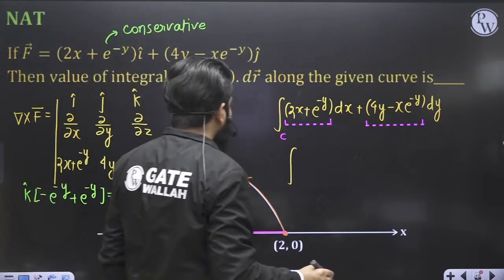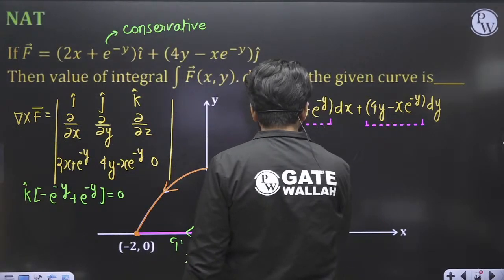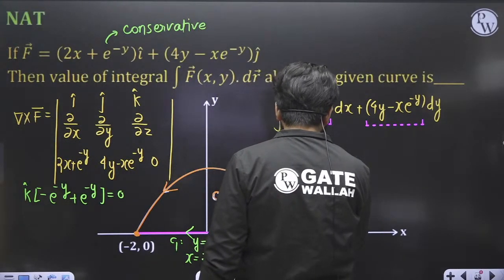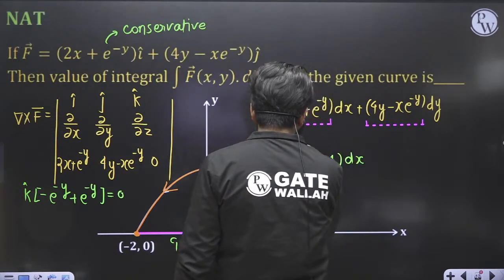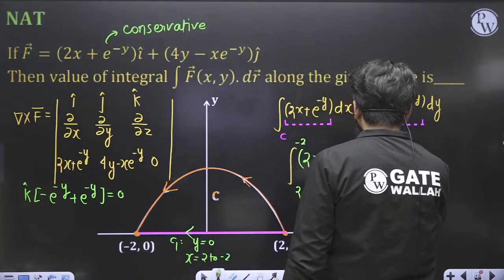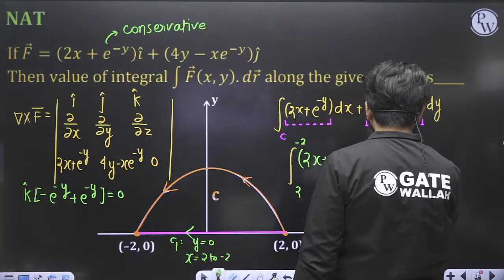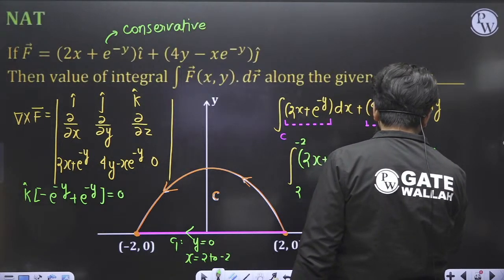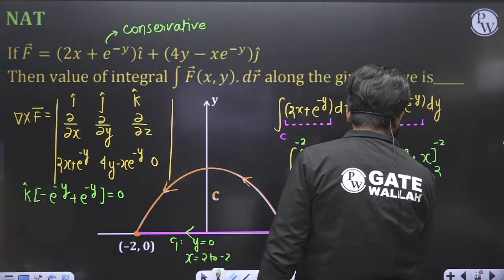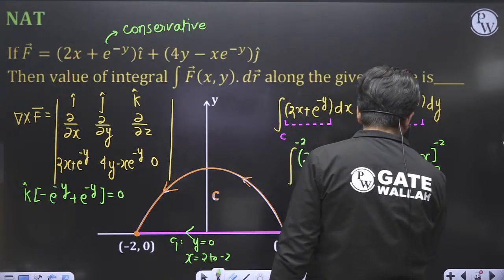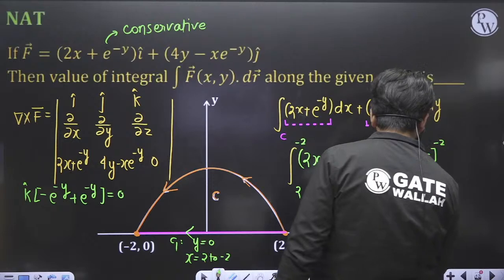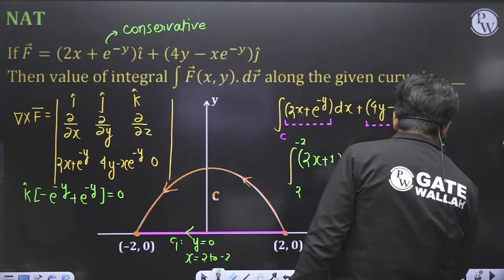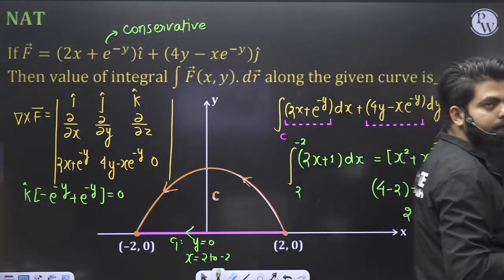So obviously dy will become 0. This becomes 2x plus 1, since y is 0, dx, and x is changing from 2 to minus 2. So this becomes x square plus x, the limits being 2 to minus 2. This becomes 4 minus 2 minus 4 plus 2. So this becomes 2 minus 6. The answer should come out to be minus 4. Correct?